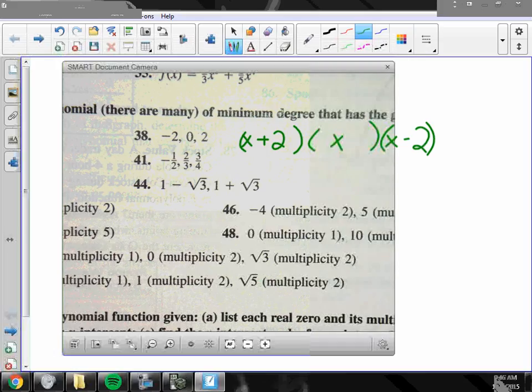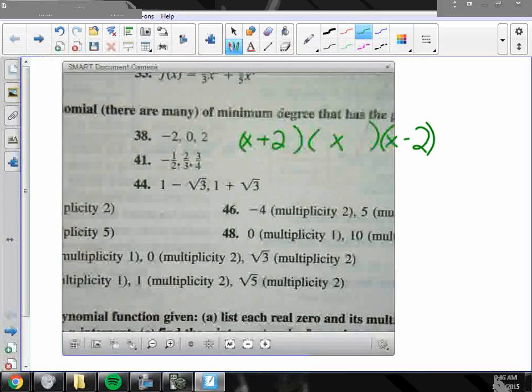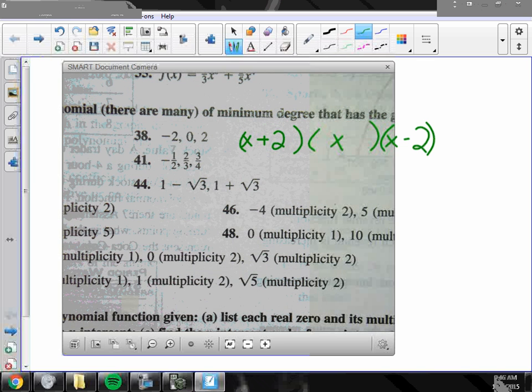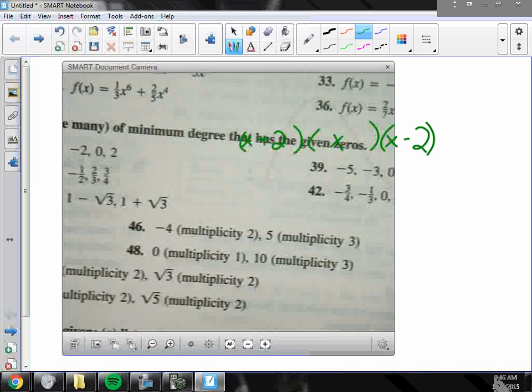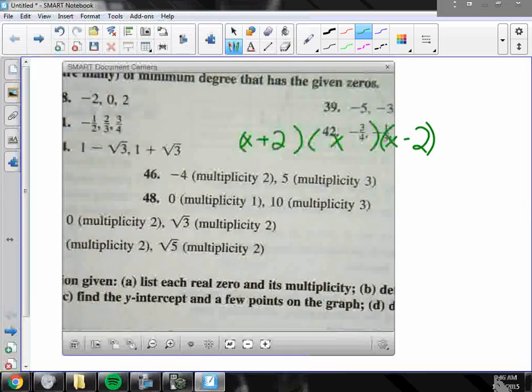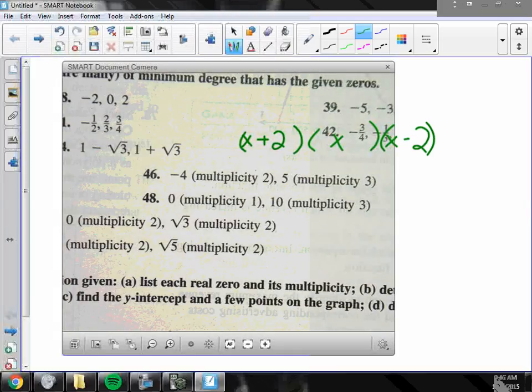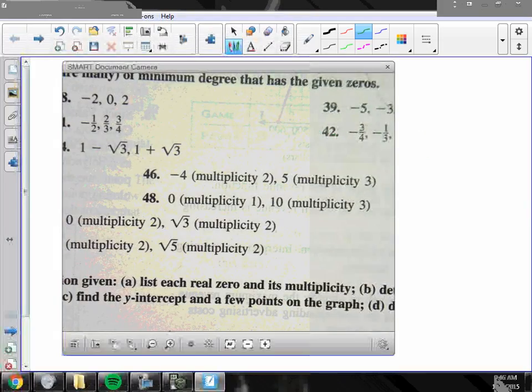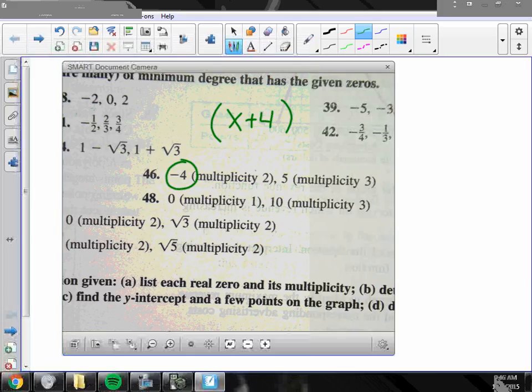Okay. How about if you look at 46? So it has 2 roots with specified multiplicities. So this is the root, so the factor would be x plus 4. And how do I account for multiplicity 2? Square it. And then this one would be x minus 5 to the 3rd.